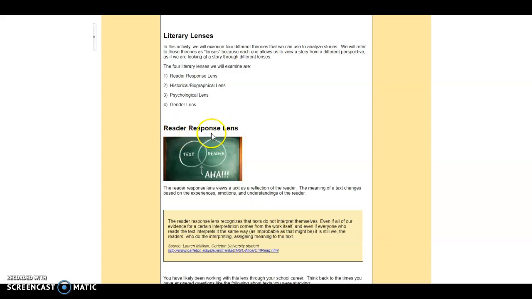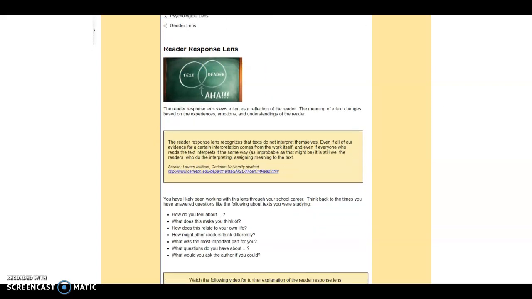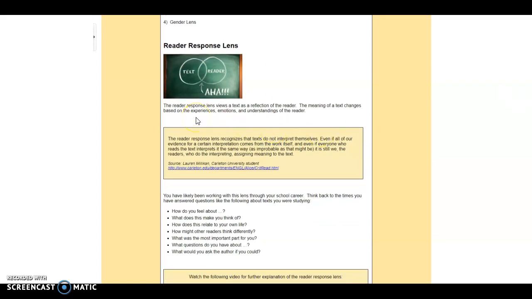So to start with, the reading response lens. The reading response lens essentially is dependent upon the reader. So in this case, when you're reading something, you're going to use your own thoughts and your own feelings and your own experiences to interpret whatever it is that you're reading. And so the reading response lens, I think, is probably the simplest to understand. It's just up to the reader to interpret through his or her own perspective.